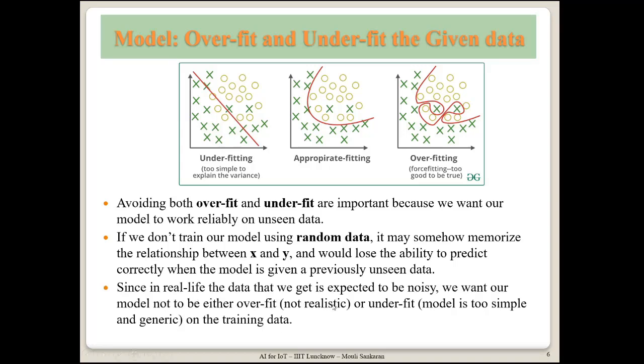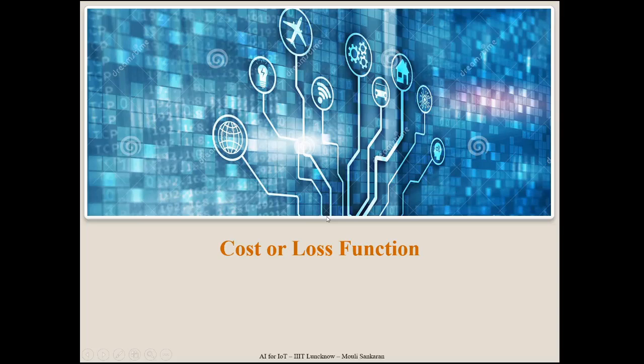In real life, the data that we get is expected to be noisy. We want our model not to be overfit, which is not realistic in terms of implementation and time consumed in building a model, as well as the complexity of the model that you come up with will be much more, and which is useless. Okay, and we don't want underfit also. That means the model is too simple and generic. We don't want both of them. I hope this is clear to you why we want this.